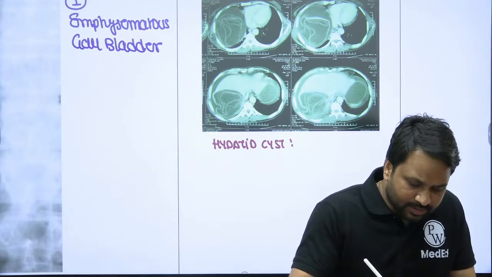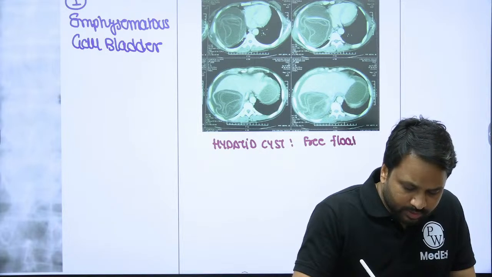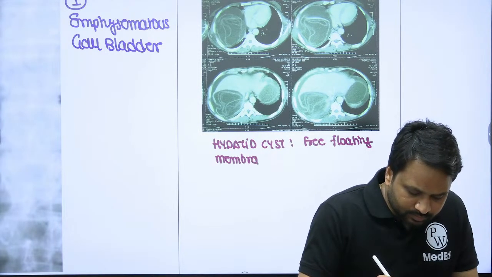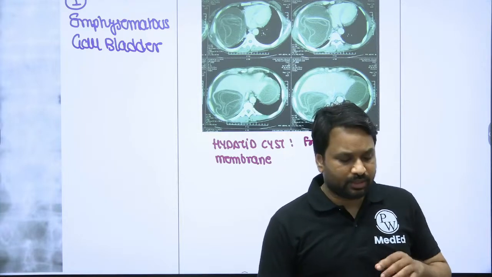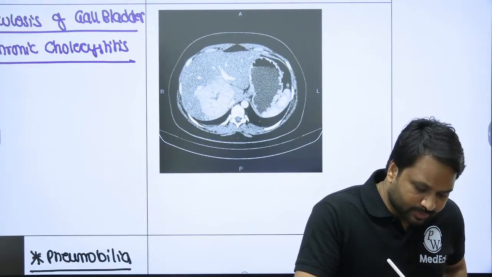In a hydatid cyst, there is a free floating membrane. There is this free floating membrane that is present. Now here you can see there is a central scar which is present.